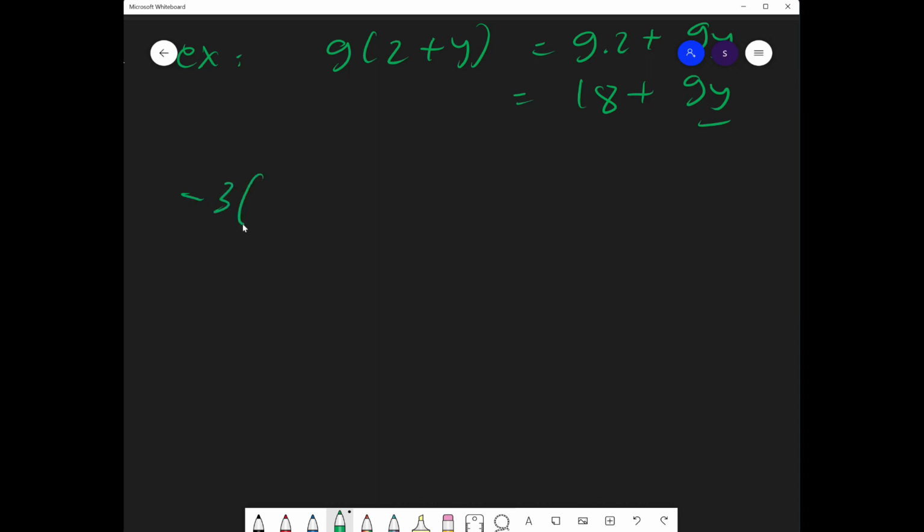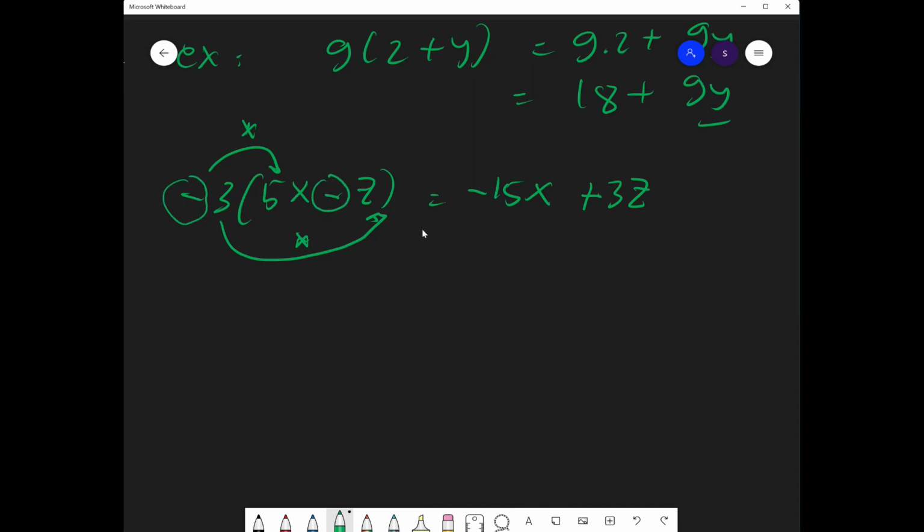Let's go on to the equation of minus 3 in the bracket 5x minus z. So we have minus 15x here because we multiplied minus 3 by 5x, and minus 3 by minus z. So we have a plus 3z here because here is minus, and we can get the result plus here.